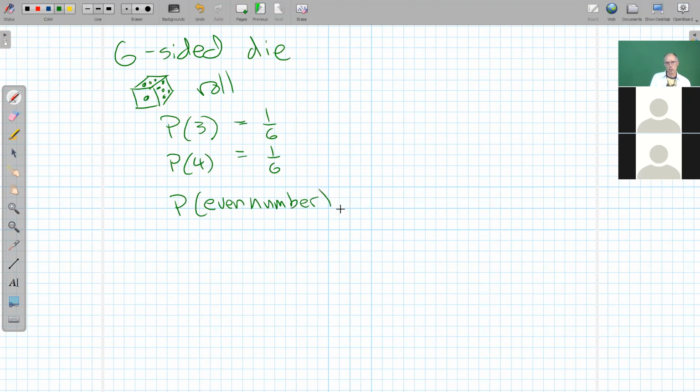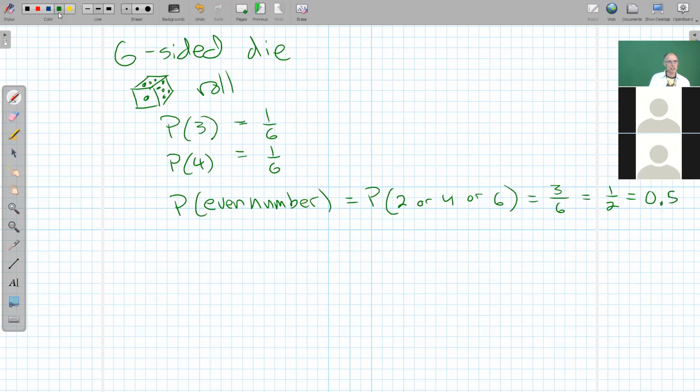All right, well, what does it mean to be an even number in this case? Well, there's a 2 on there, or I could have gotten a 4, or I could get a 6. So there's 3 different even numbers I could get. So the probability of rolling an even number is 3 out of 6, or 1/2, or 50%, or 0.5, right? Lots of ways we can write it.